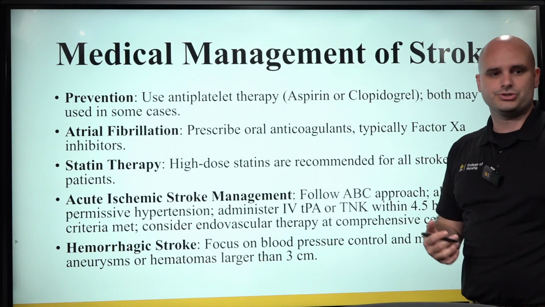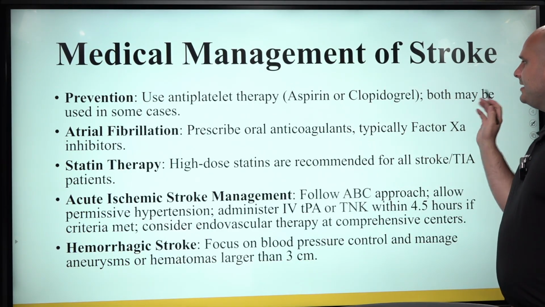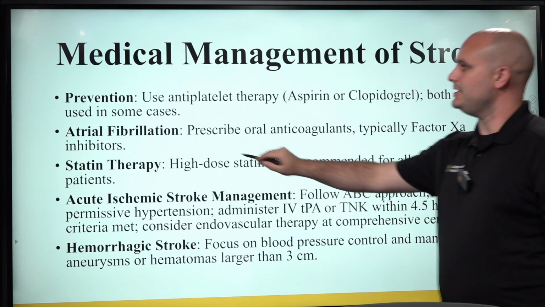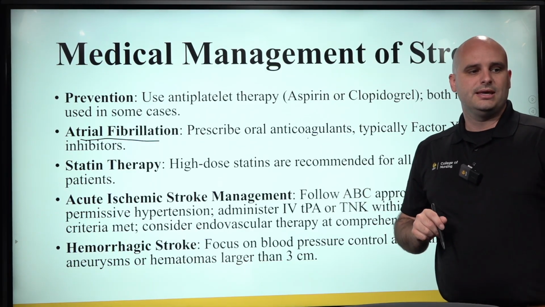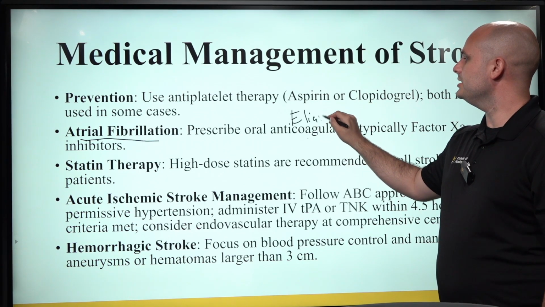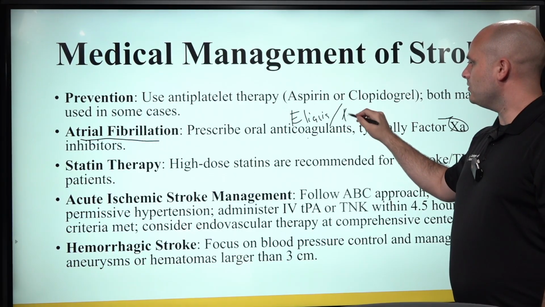So what do we do for stroke? Medical management. We want to prevent it, so if we can, we'll use aspirin, Plavix. Both may be used in certain situations. If they have AFib, we want to make sure that they're on anticoagulants, and hopefully you guys can think of some of those, such as Eliquis, which would be our 10A, or we have vitamin K ones like warfarin.